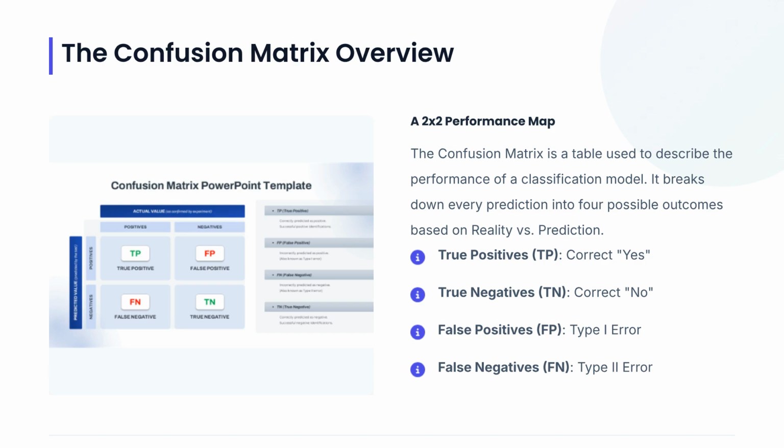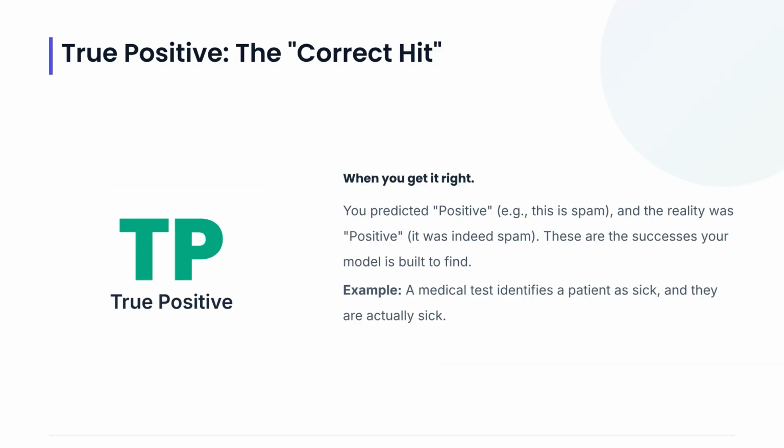To understand model performance better, we use the confusion matrix. This 2x2 map breaks down every prediction into 4 outcomes. True positives and true negatives are correct predictions, while false positives and false negatives are errors. A true positive, or TP, is a correct hit. You predicted positive, and the reality was positive. This is the success your model is built to find, like correctly identifying a sick patient as sick.